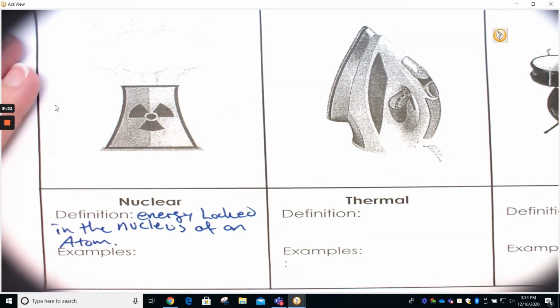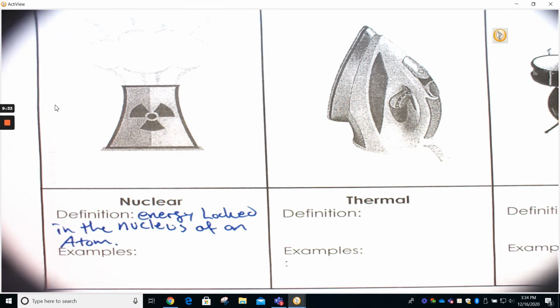That's a good example. Another awesome example that you might not think of is the sun. So our sun has nuclear energy because it's constantly doing nuclear fusion. That means the atoms are breaking apart constantly, and that's where all the energy that the sun has comes from. It gives off light, it does all kinds of cool stuff.